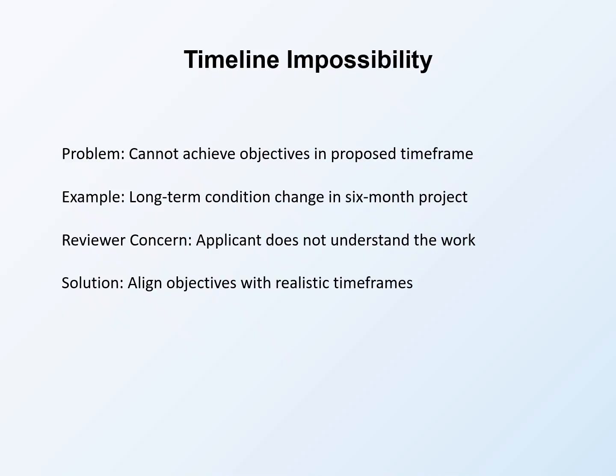Reviewer concern is that the applicant does not understand the work. Timeline impossibility suggests inexperience. Reviewers lose confidence in applicant capability. The solution aligns objectives with realistic timeframes. Short projects can achieve short-term outcomes. Long-term outcomes require long-term investment. Match what you measure to what is possible.